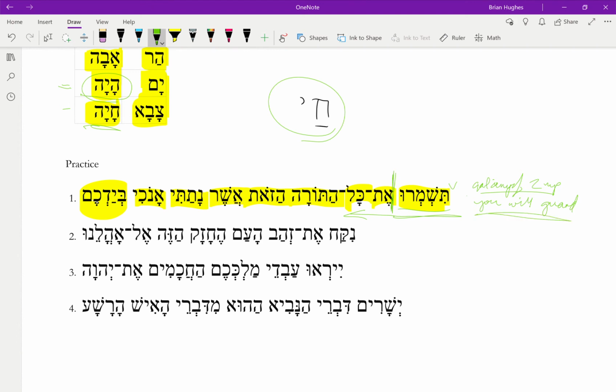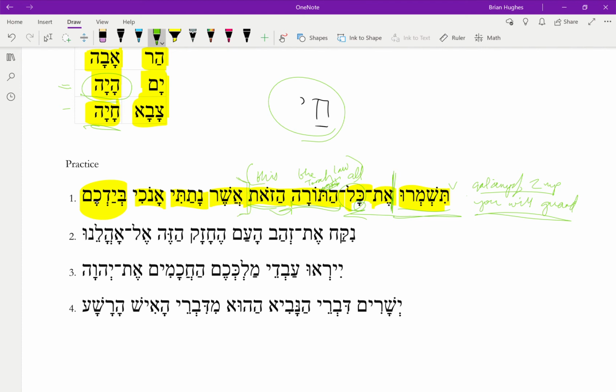Et, definite direct object marker. Kol, remember this is a construct form. Kol hatorah. So this is all. Hatorah is the Torah or the law. I guess we can use that, or instruction is better. Instruction, teaching, all those things. Hazot. This is an attributive use of this demonstrative adjective. So all this law. So you will guard or keep all this law.